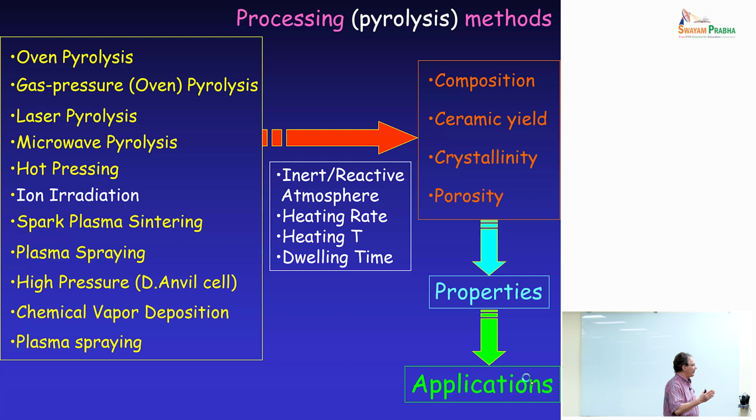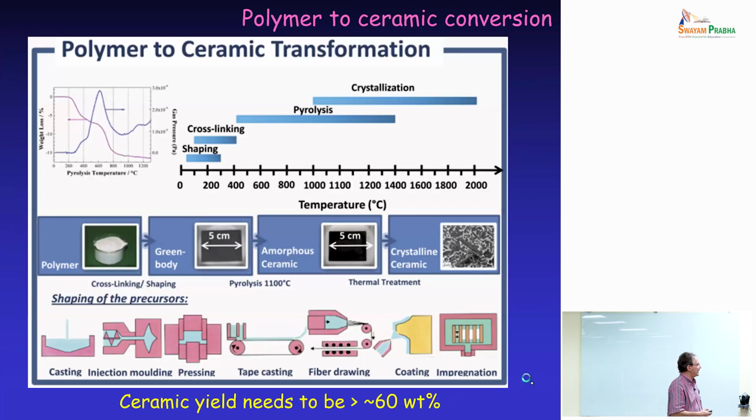And during pyrolysis, you can control the heating rate, the heating temperature, the dwelling time, and all these features will lead to control of the composition, the so-called ceramic yield, the crystallinity, the properties of the material, therefore affecting the properties of the part and the applications of the part.